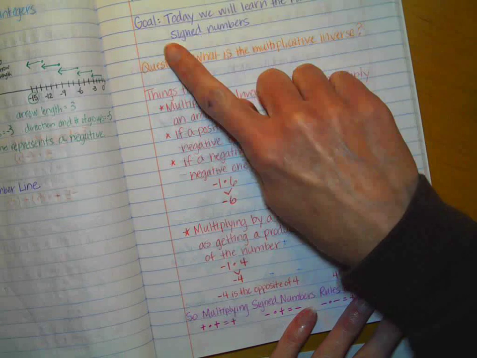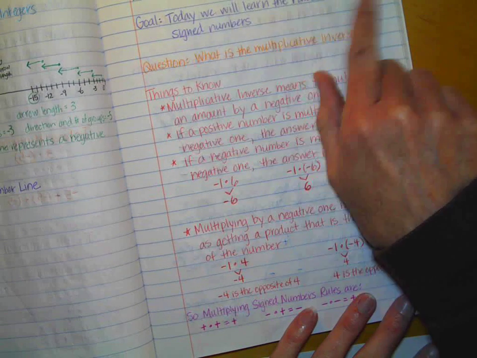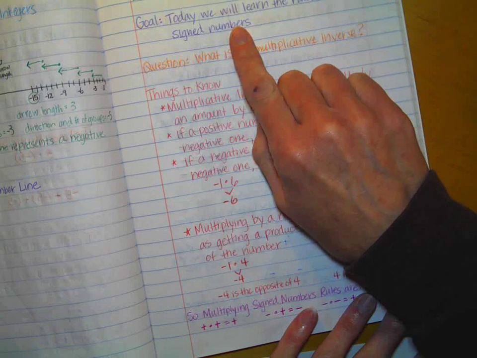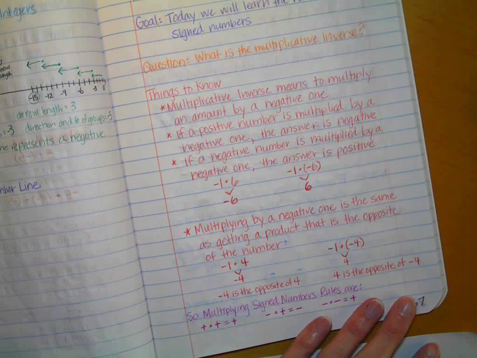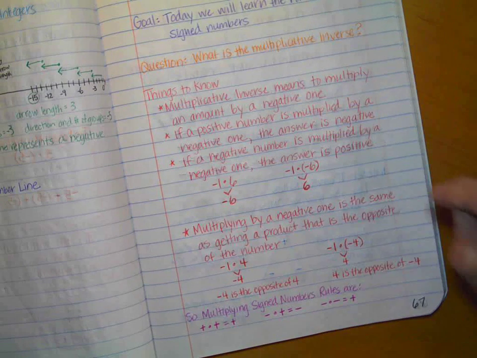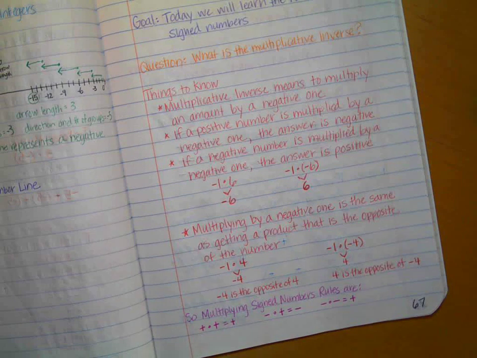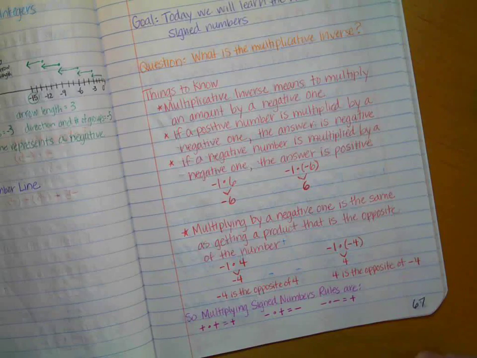Going back to our goal, today we will learn the rules for multiplying signed numbers. The question: what is the multiplicative inverse? If you can't remember, read this again and it will tell you. I will throw up a couple of new practice problems on the board when I see you in the morning.